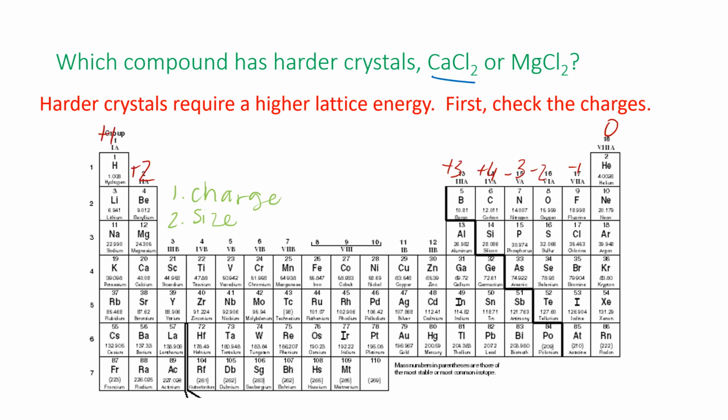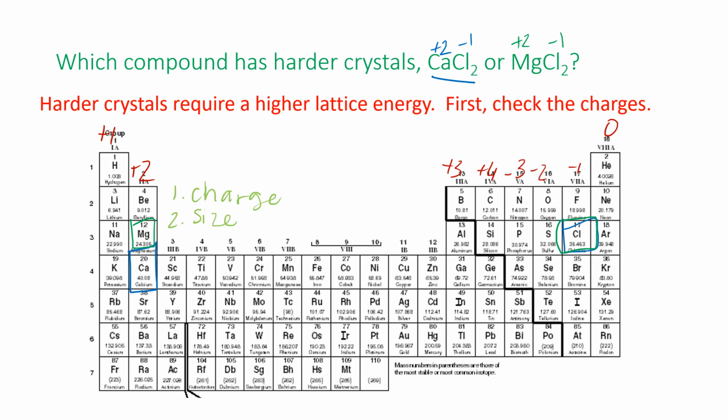Now looking for calcium chloride, we look for calcium first. I see calcium is here. Calcium is a +2 charge. Chlorine is a -1 charge. Next is magnesium. Magnesium has a +2 also. And because we're looking at chlorine, chlorine's in the same spot, that is -1. So now I notice that they both have +2 -1. They both have the same charge. So the second thing we need to look at is the size.